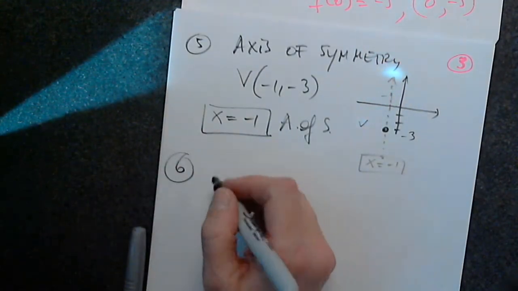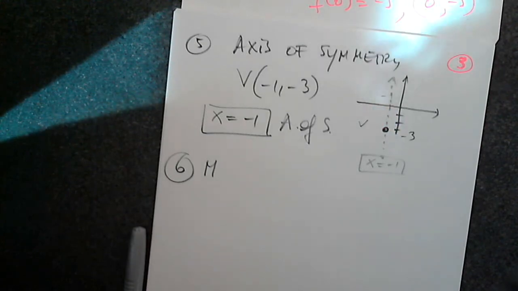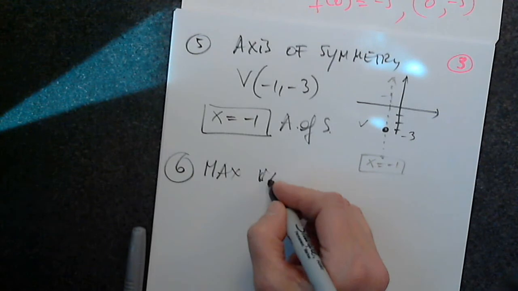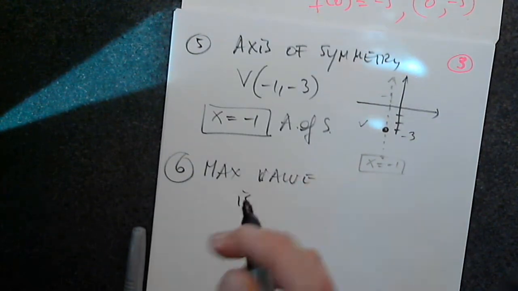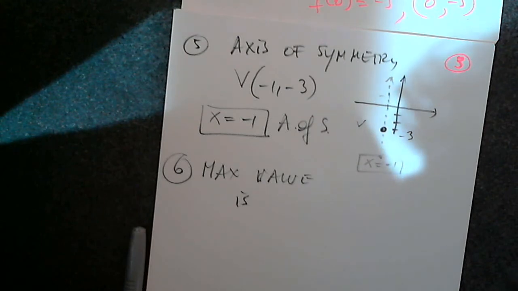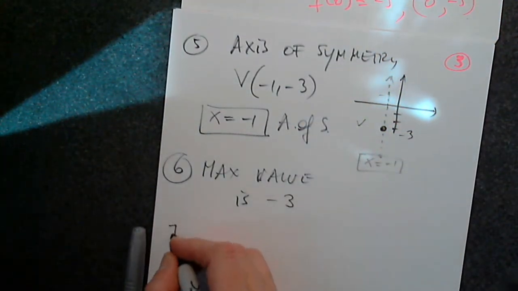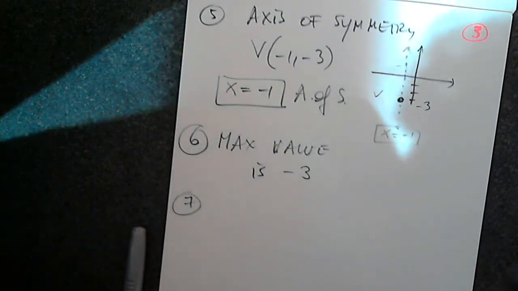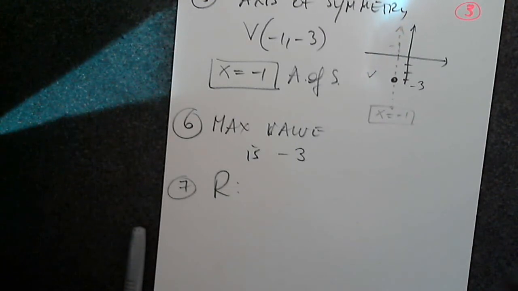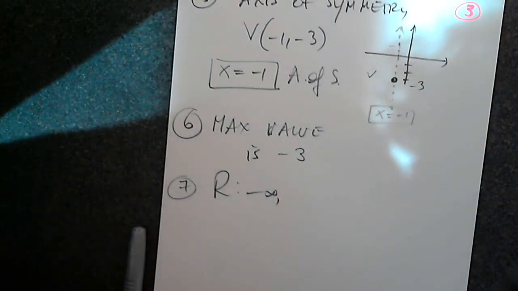6. Does this function have a max or a min? Very good. Max value is, can anyone tell us what was the max value? Of course. And finally, you already told me, we already wrote it, let's write it again, the range. Negative infinity till? That's it, awesome.